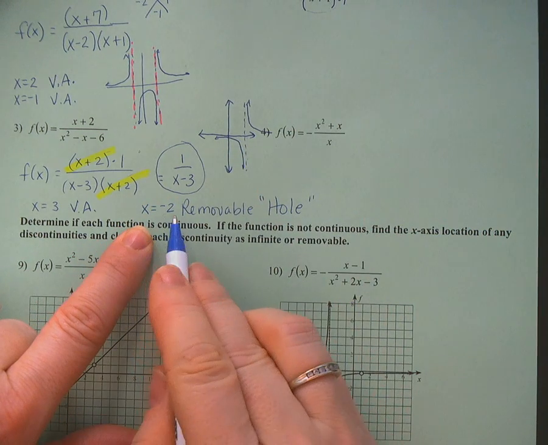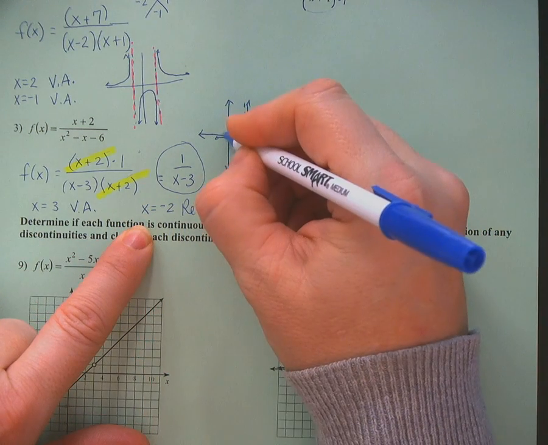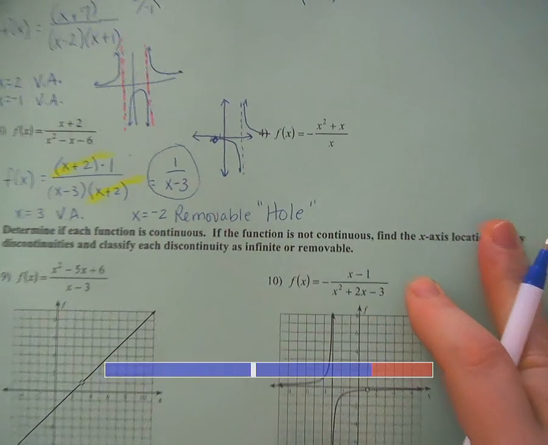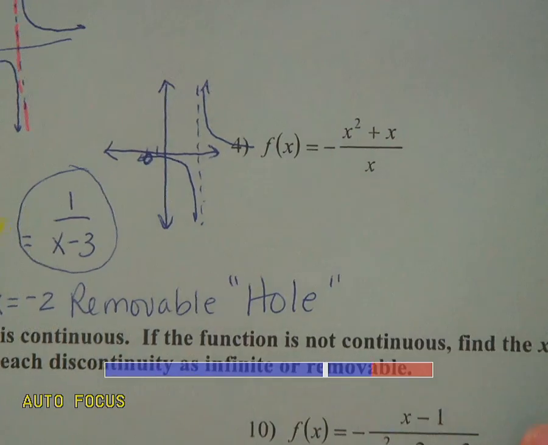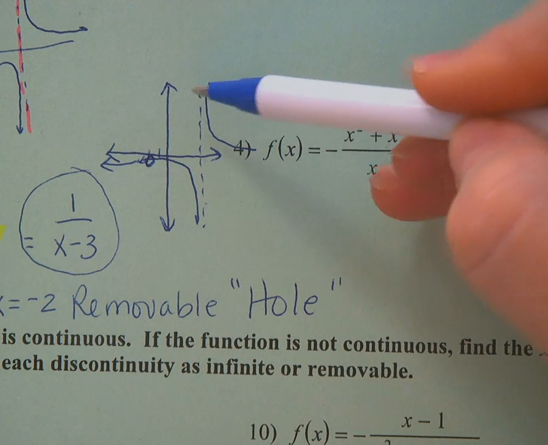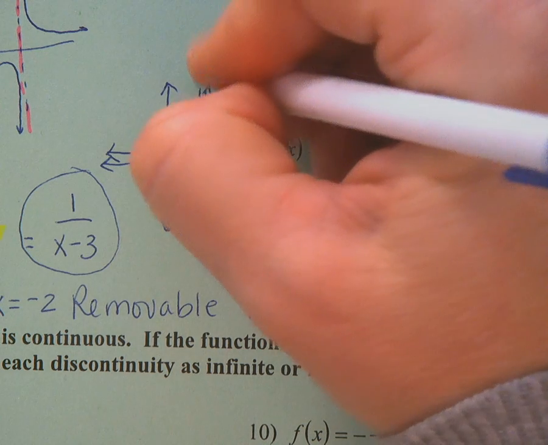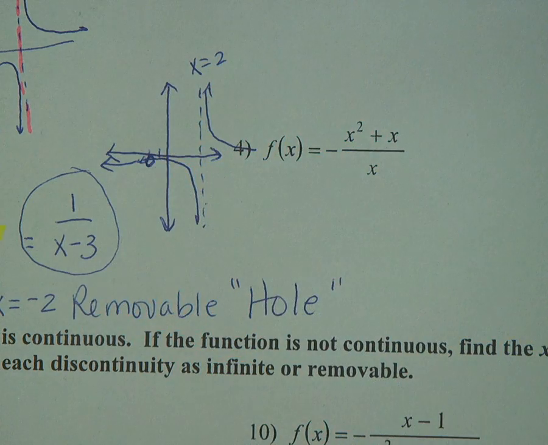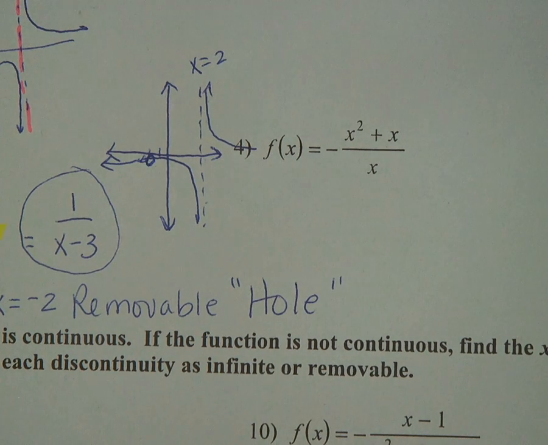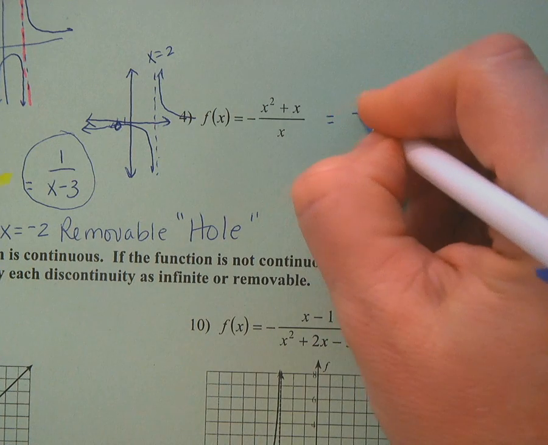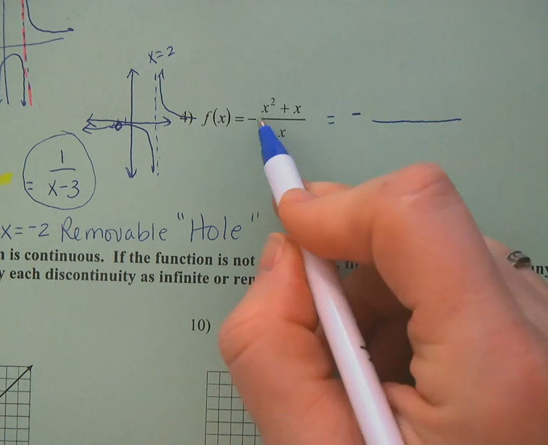But when x is negative 2, we need to put a hole. So if you go over here to negative 2, so the graph would look like this. We have our vertical asymptote at x equals 2 and our hole at x equals negative 2. Okay. All right, the next one, we want to factor the numerator and the denominator.